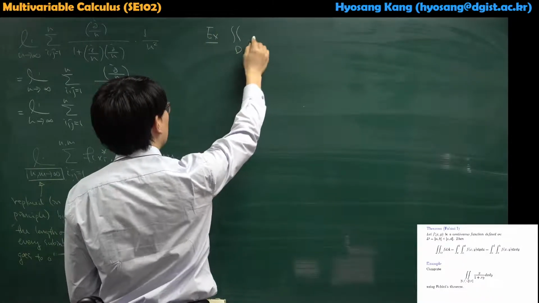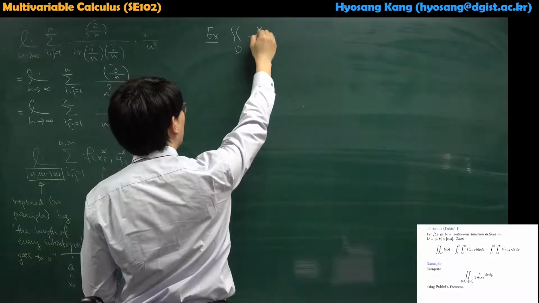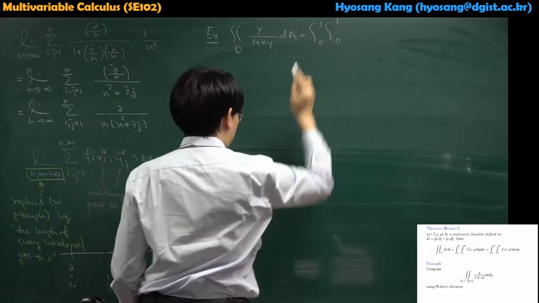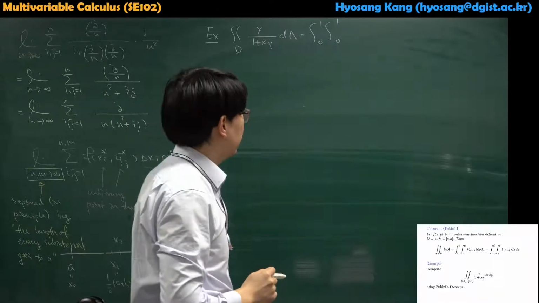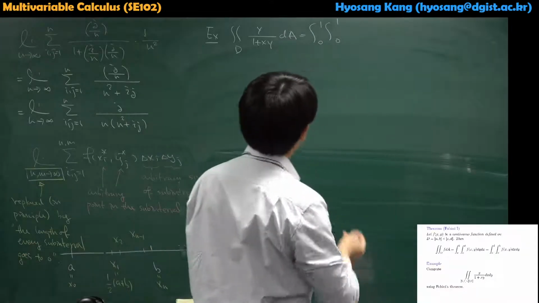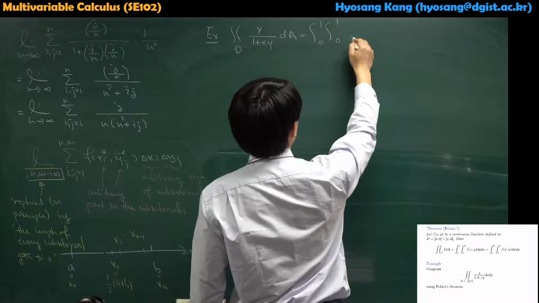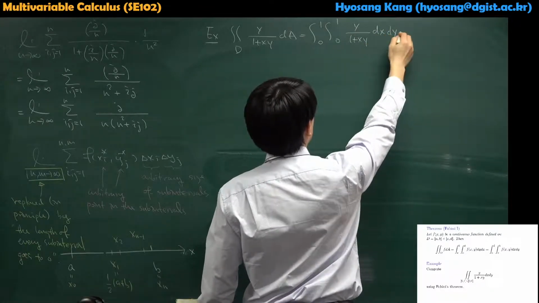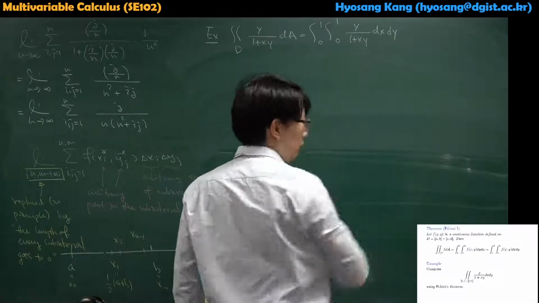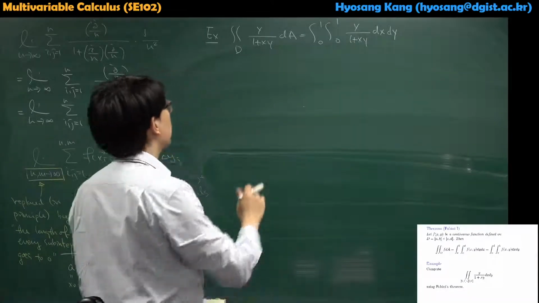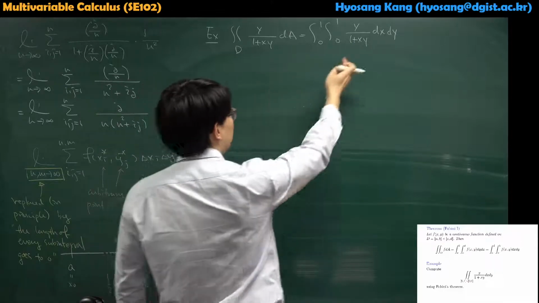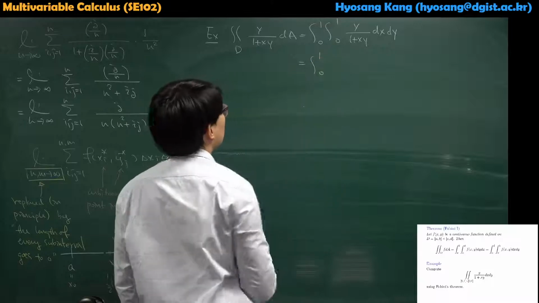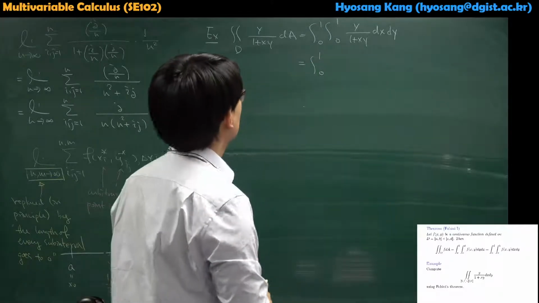So when I take the integral of y over 1 plus xy dA, the intervals of x and y are both 0 to 1, so it doesn't matter here. First, let's try to take dx dy, which means I take the integral over x first and then y. So consider y as a constant. So what do I get?